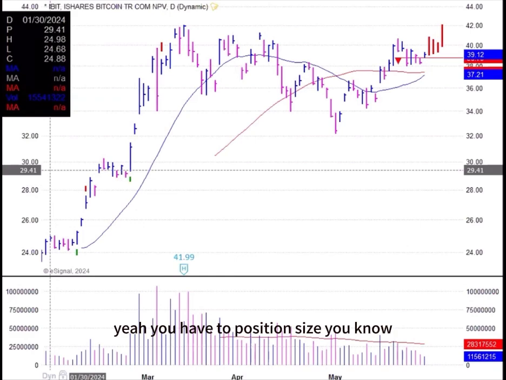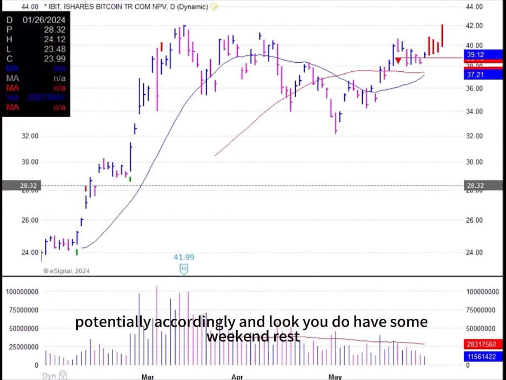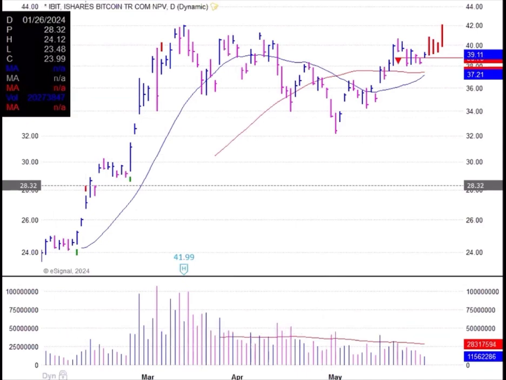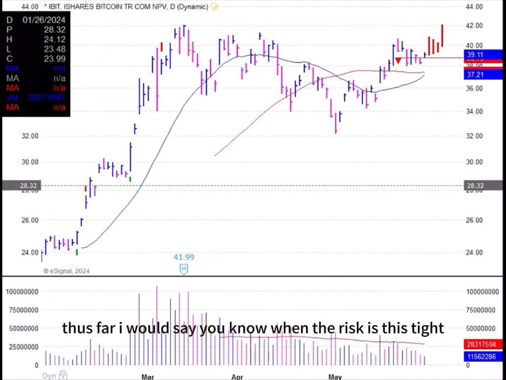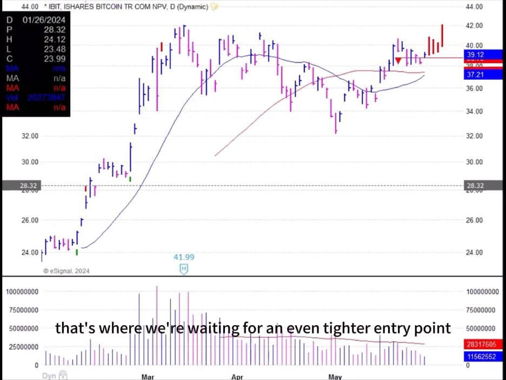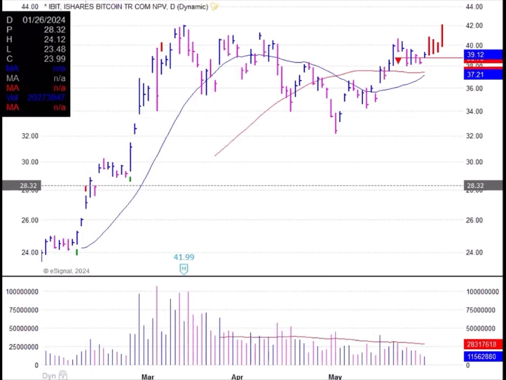Well, yeah, you have to position size potentially accordingly. And look, you do have some weekend risk because it's sort of in that commodity type space. But look, thus far, I would say, when the risk is this tight, that's why we're waiting for an even tighter entry point. We're sort of factoring that in. At least that's the way I think about it.